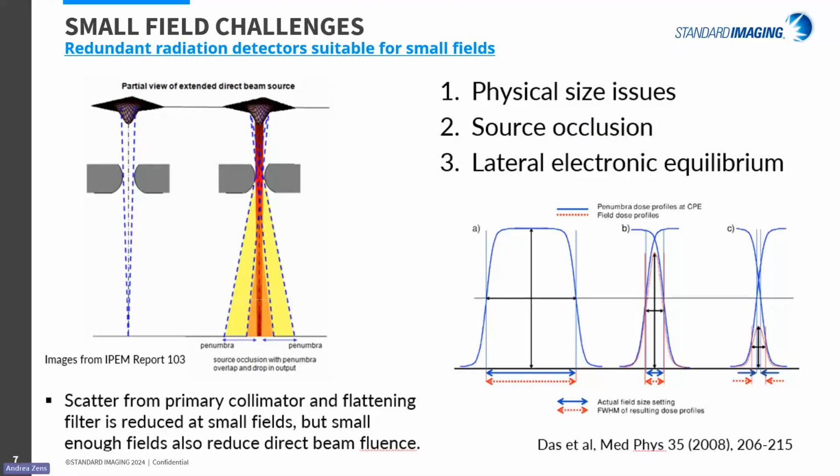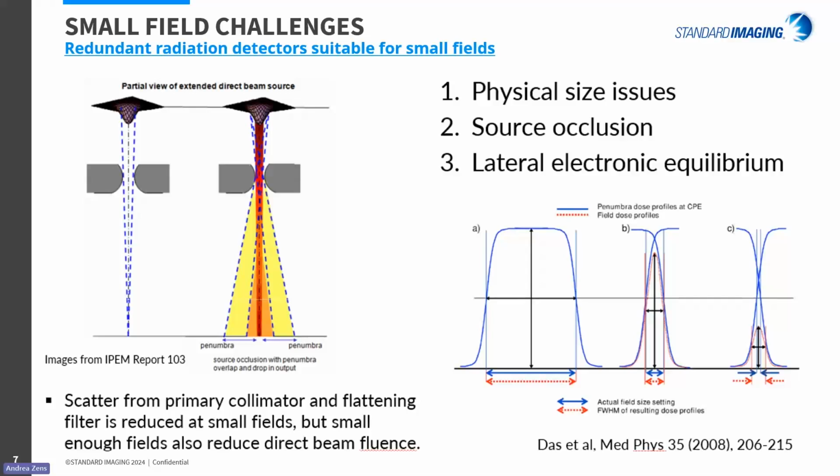The first recommendation is to have redundant, so not just one, radiation detectors suitable for small fields. That sounds simple, yet we all know that dose delivery to small fields poses a variety of challenges, such as physical size issues. We are talking about 4 to 40 millimeter field sizes. So how do you define that field size? Is it with jaws or full width half max? What about decreased output and alignment? A small alignment error can equal a large geometric and dosimetric miss.